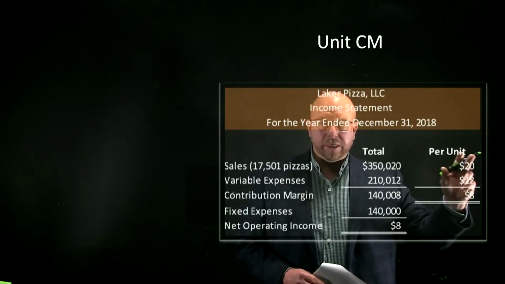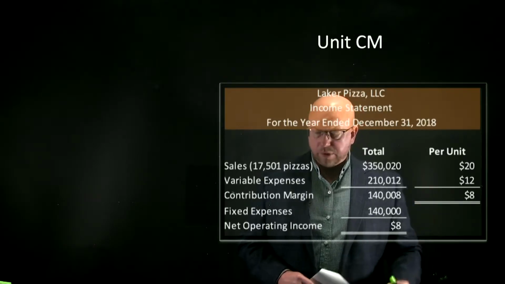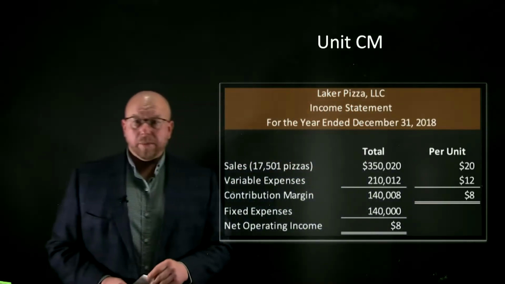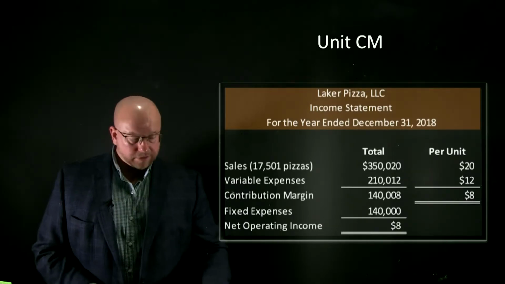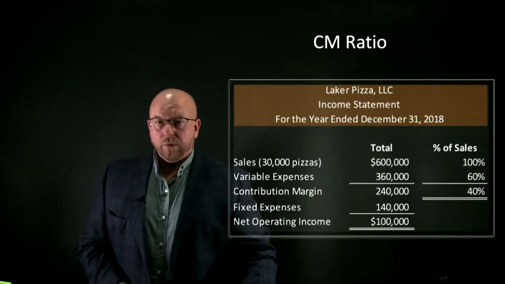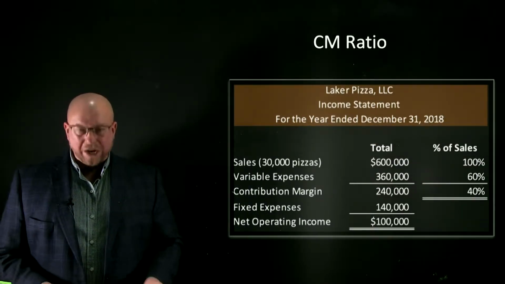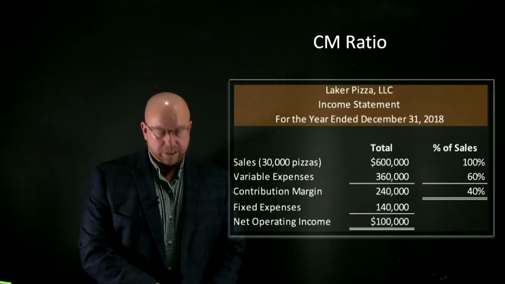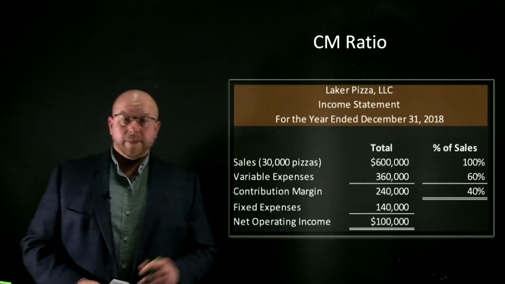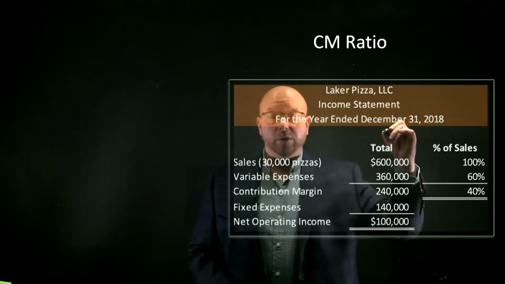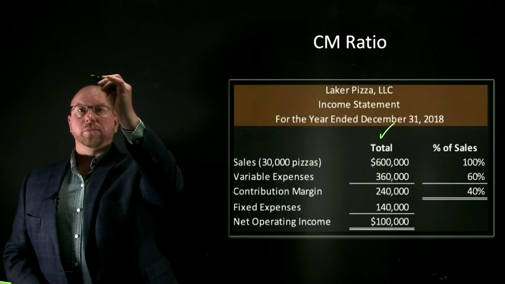So this unit contribution margin is a basic building block of cost volume profit analysis. Knowing the per unit sales, the per unit variable expenses, and the per unit contribution margin will help us to determine things like break-even points and target profit levels of activity. Now, one of the things we can do is also calculate the contribution margin ratio. It's not complicated math. You can do this on a total basis or on a per unit basis.